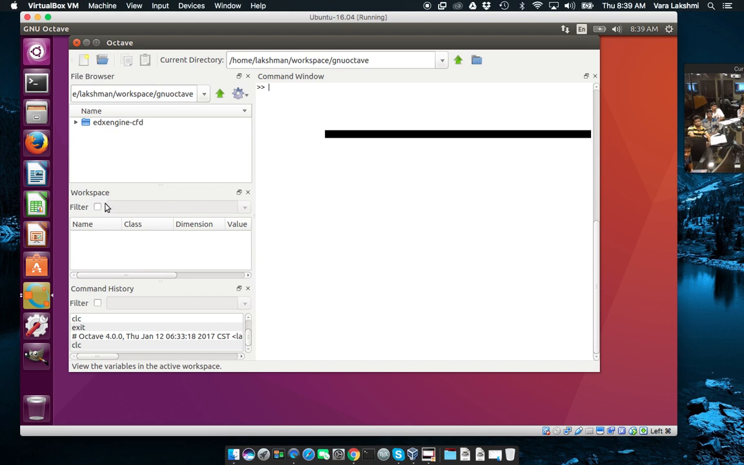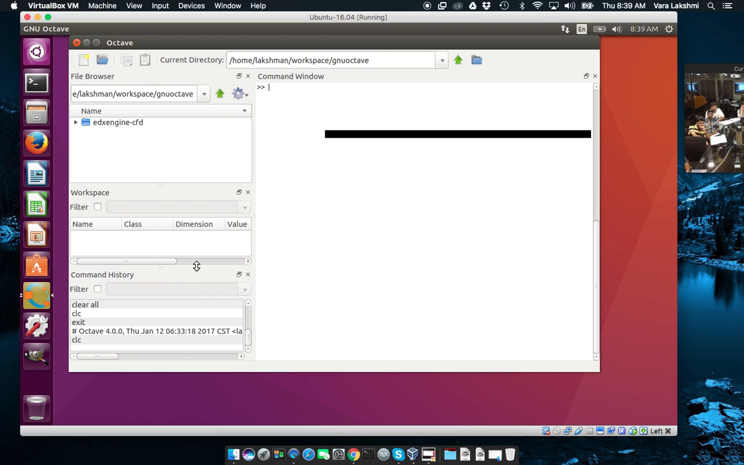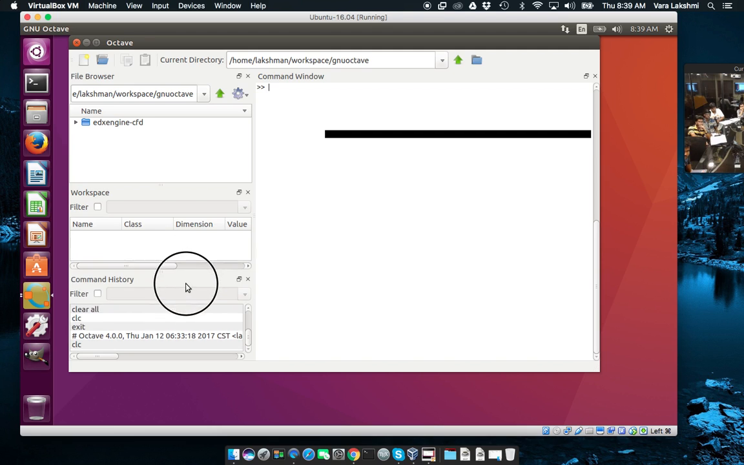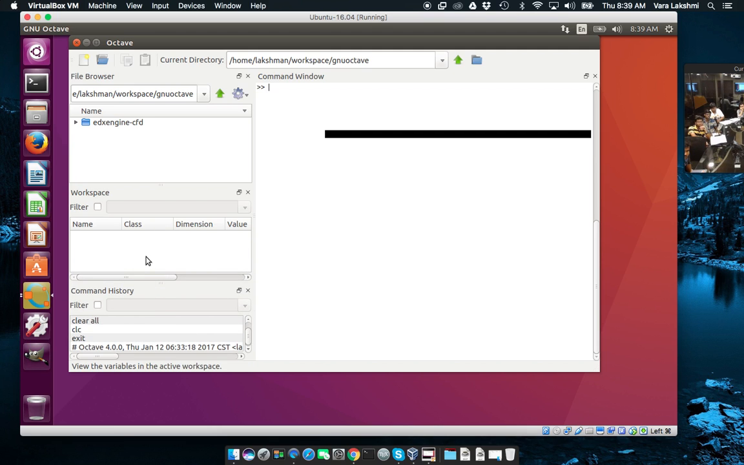And this is the workspace. You will see about the workspace soon. And this is the command history. Whatever commands I just typed, like clc, exit, everything is sitting here. So you can go through the list of commands that you must have typed earlier. It's very rare that you will be using this window, but the workspace is important.